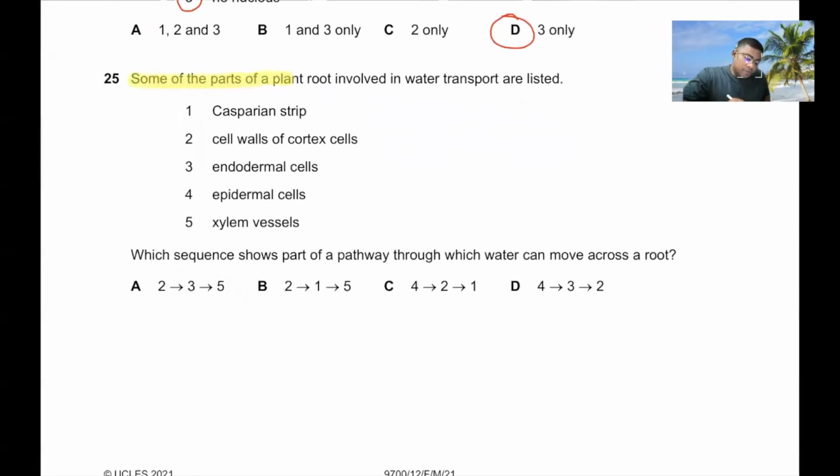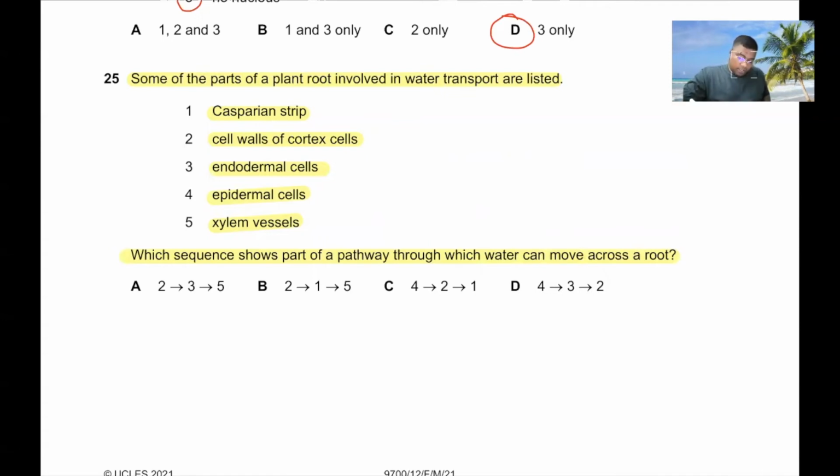Some of the parts of a plant root involved in water transport are listed. We can see Casparian strips, cell walls of the cortex, endodermal cells, epidermal cells, xylem vessels. So which sequence shows part of a pathway through which water can move across a root? Great question, actually.